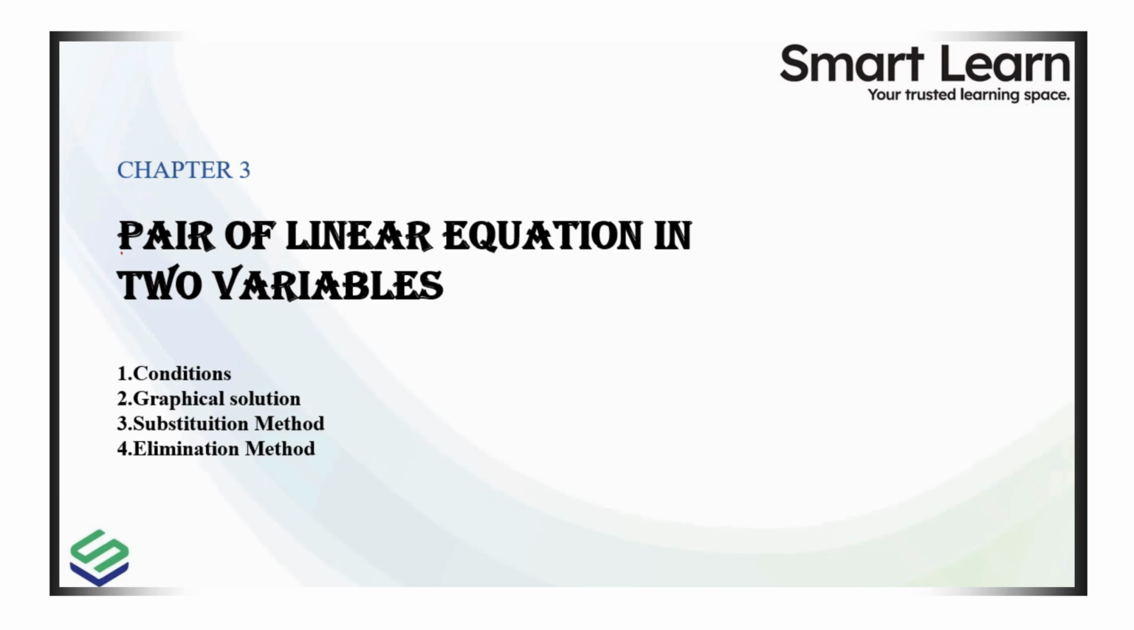Hi children, last week we started our third chapter, pair of linear equations in two variables. In that chapter, the main topics are first, conditions: the nature of the lines and how many solutions they have. Next we studied how to solve the pair of linear equations. We have two methods, the graphical method and the algebraic method. The algebraic method has two methods, the substitution method and the elimination method. Last class we discussed conditions and the substitution method.